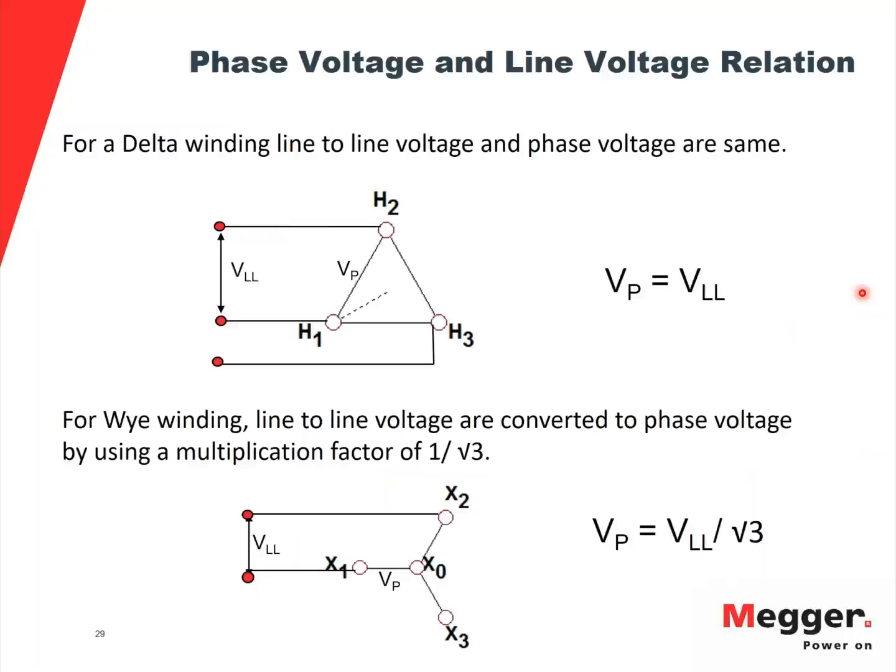This is very basic. We know that for a delta winding, your phase voltage and your line-to-line voltage are the same. But for a Y winding, your line-to-line voltage is √3 times the phase voltage.